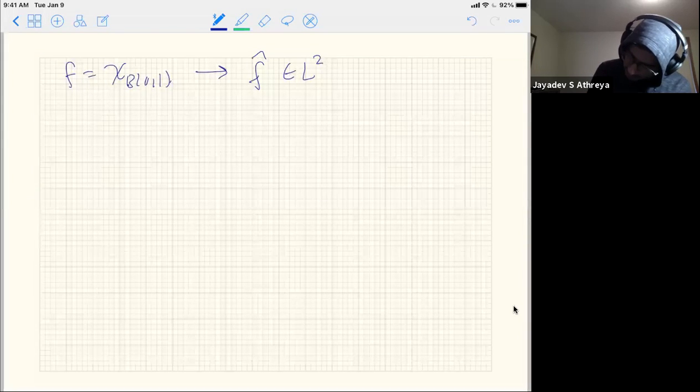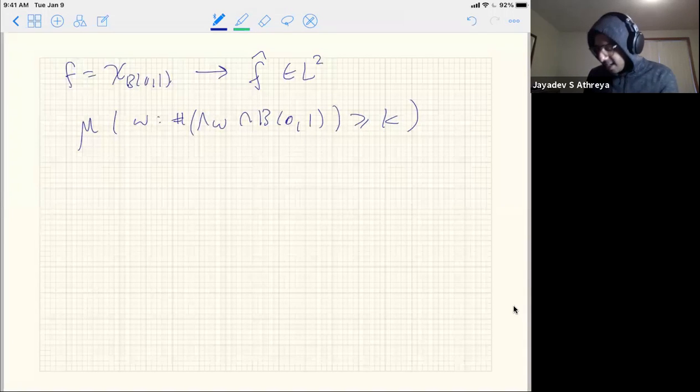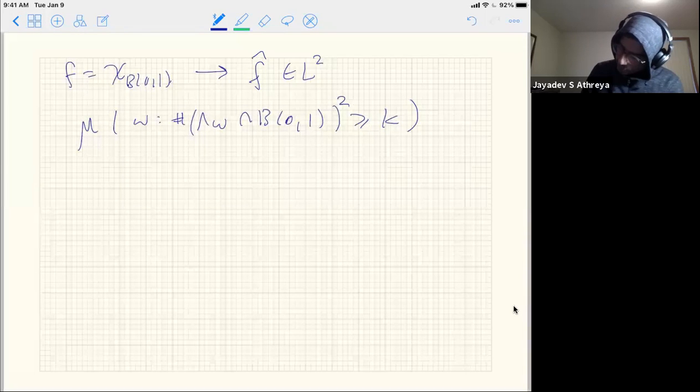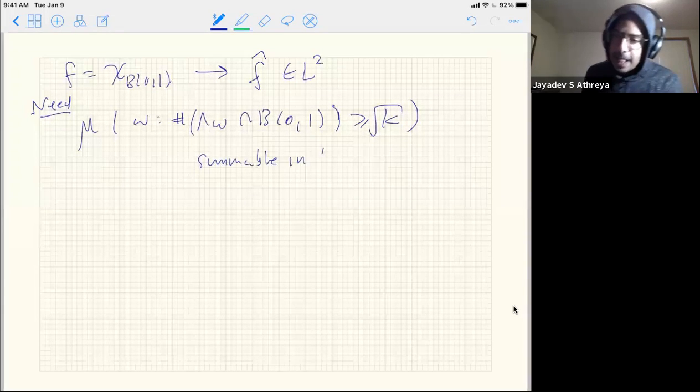f hat of that is in L2, and we do that by estimating the measure of the set of omega such that lambda omega intersect the ball of radius 1 has, so that is, you have maybe a lot of saddle connections in there, more than some k. And this is summable, it is L1, but we need more than just that it's summable. The function we really care about is this. We need this thing to be summable in K.